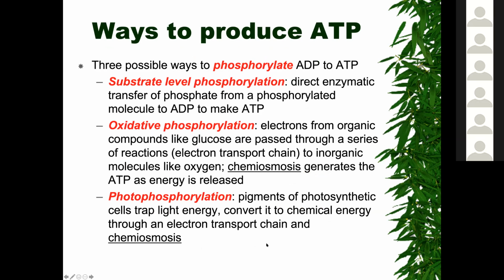Okay, there are three possible ways to make ATP from ADP. These terms don't mean anything to you now, but that's what we're going to talk about next. They are substrate level phosphorylation, oxidative phosphorylation, and photophosphorylation. In the case of substrate level phosphorylation, one molecule of substrate gives rise to a dephosphorylated form and a molecule of ATP. In the case of oxidative phosphorylation and photophosphorylation, the electron transport chains, these electron carriers, are used in order to make ATP.